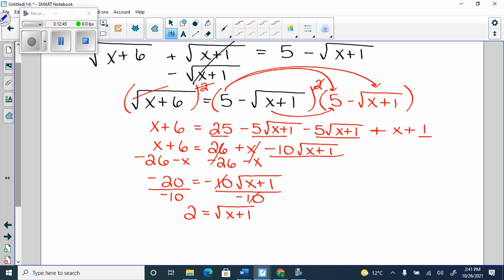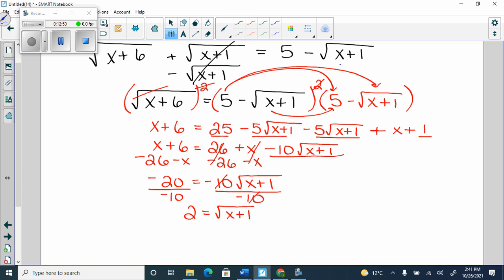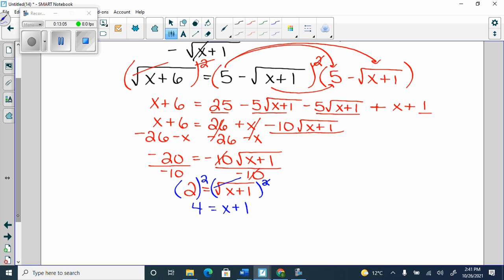Now I isolated the radical on one side. What am I going to do? Square it. The squared cancels with the square root. 2 squared is nice. It's just 4. Equals x plus 1. And then what am I going to do? Subtract 1. So I get x equals 3.